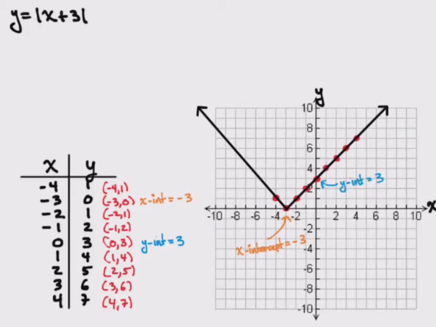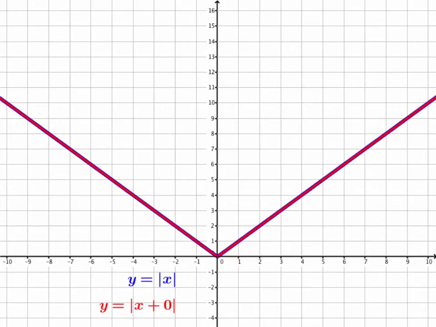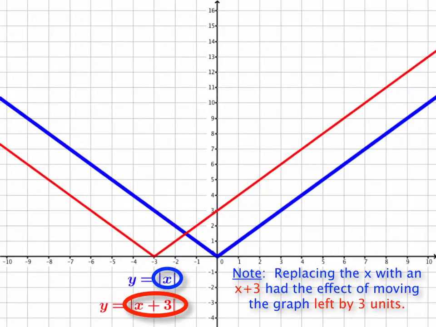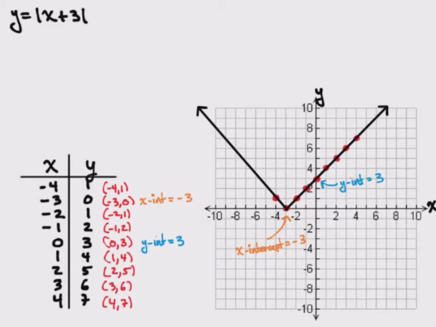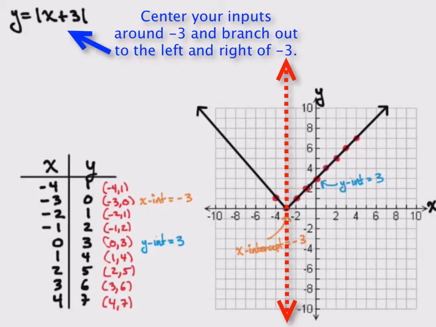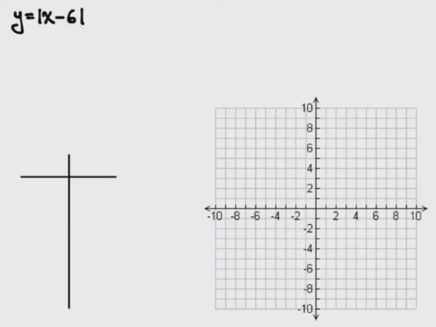And when we use our graphing calculator, we see that yes, when we replace the x in our equation with an x plus 3, the effect is that it moves the graph to the left 3 units. Note that this graph is symmetric about the point where x equals negative 3. So it makes sense to me when I see this x plus 3 in our absolute value bars that it might have been smarter for us to center our x values around negative 3 and then go to the left or right from there.